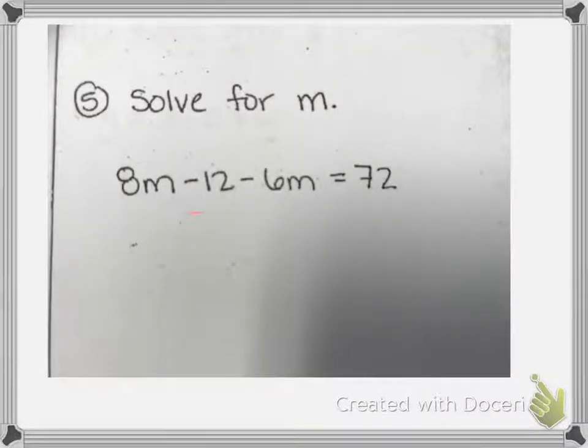Okay, solving for m. I've got 8m minus 12 minus 6m equals 72. I'm going to move my 12 first by adding it to both sides. That leaves me with 8m minus 6m is 84. That's 2m is 84. Divide by 2, and m is equal to 42.